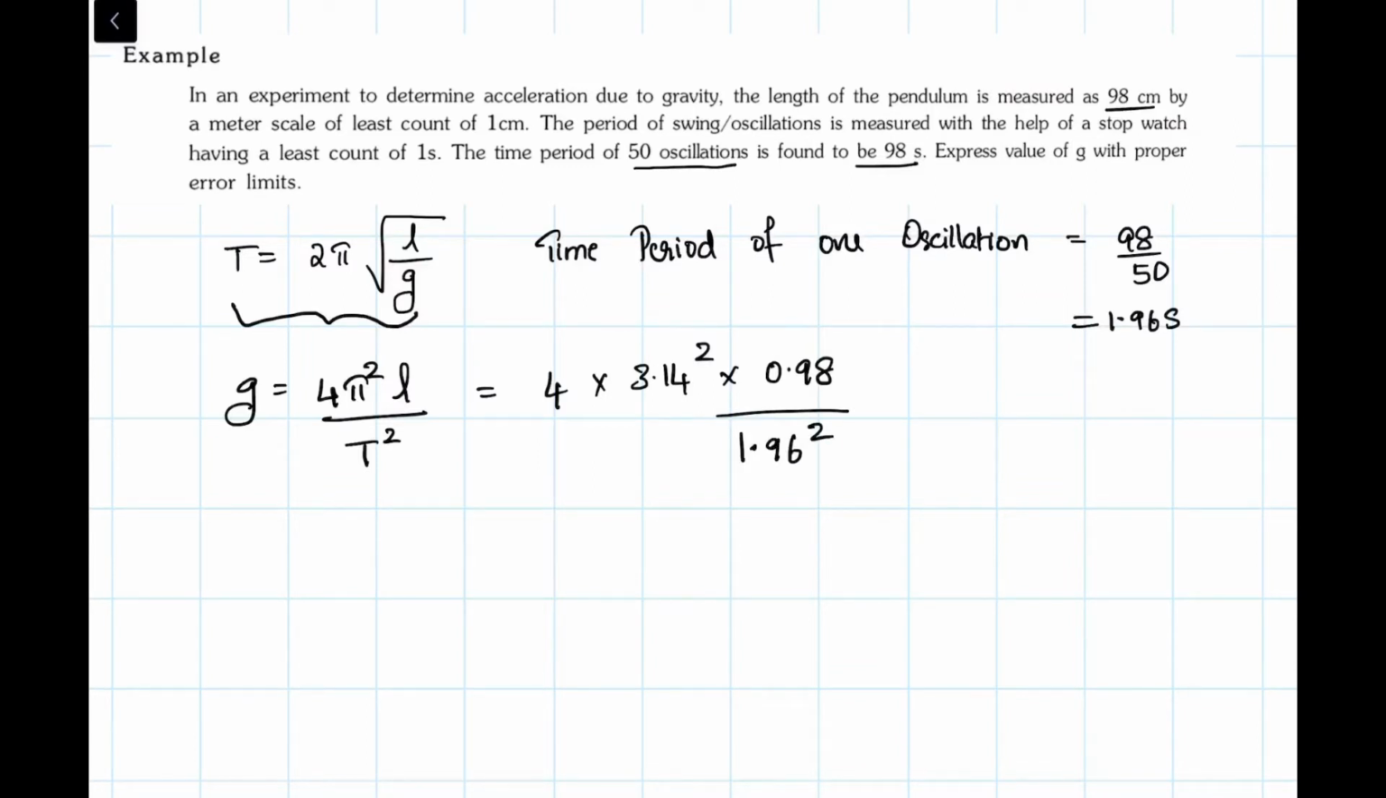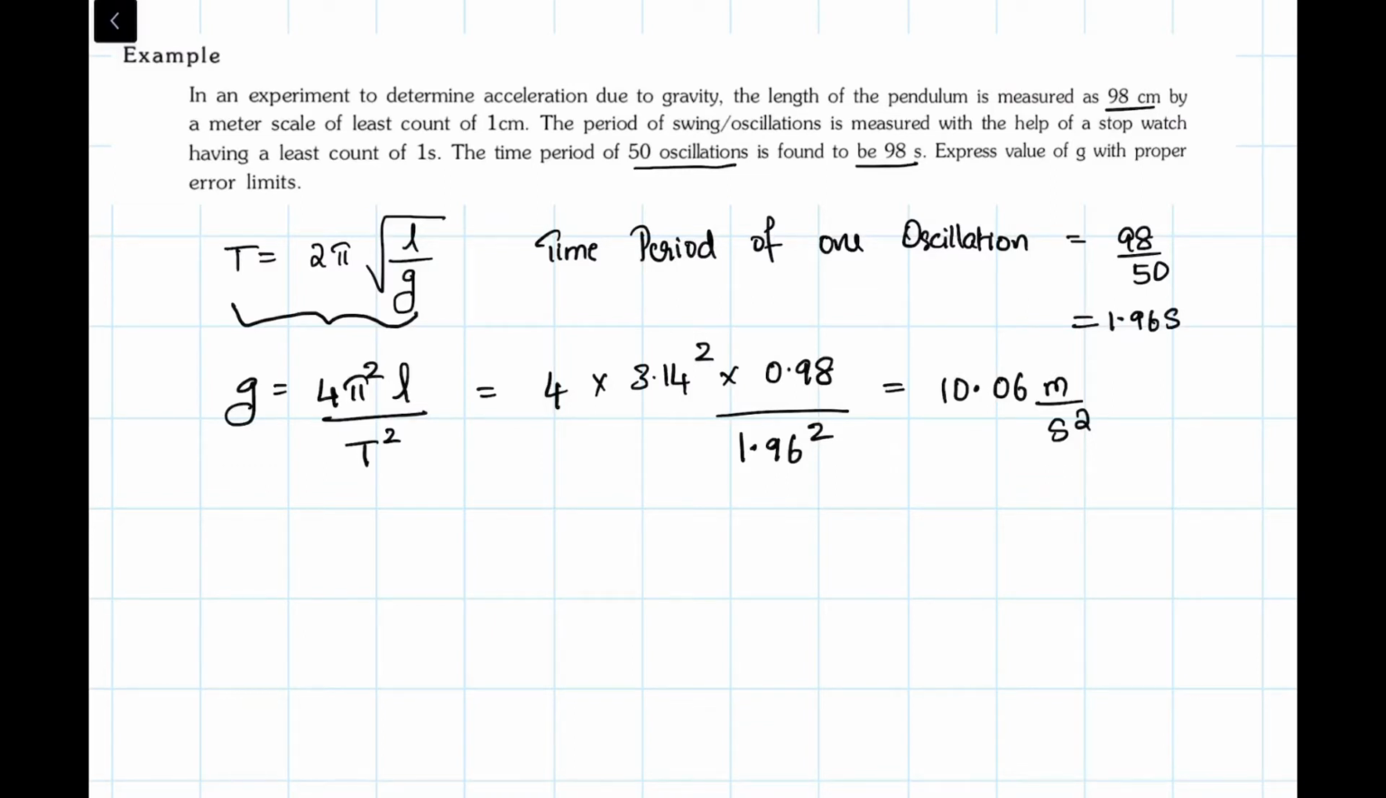Length was given as 98 centimeters, so we converted it into meters. Okay, fine. Now once you solve this, you get a value for acceleration due to gravity, which will be equal to 10.06 meter per second square. That is the value of the acceleration due to gravity you are going to get.